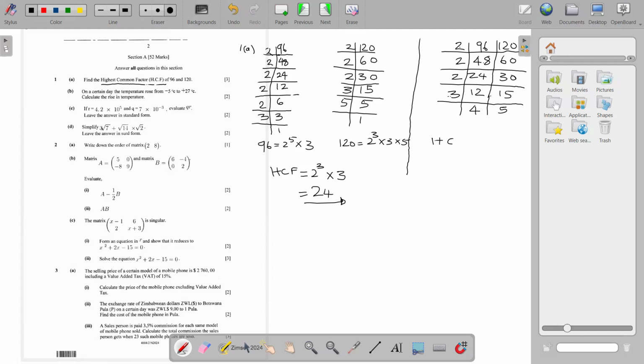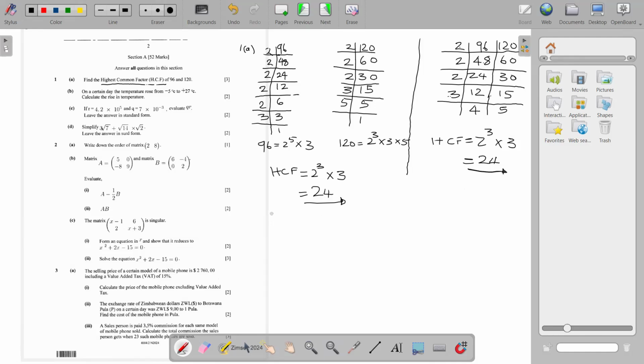Therefore, our highest common factor in this case is going to be 2 to the power 3 multiplied by 3. 2 to the power 3 is what? It's 8 times 3. We are going to get 24.